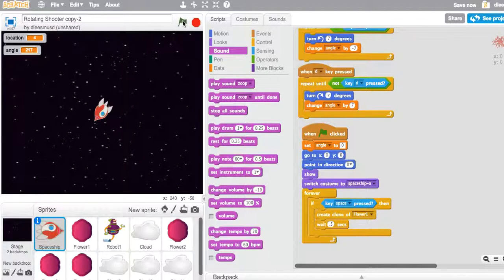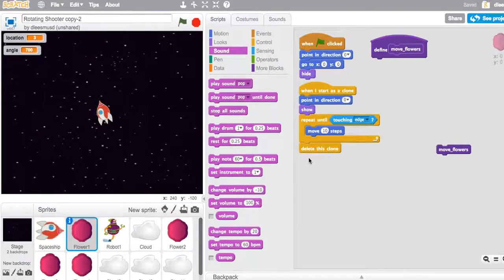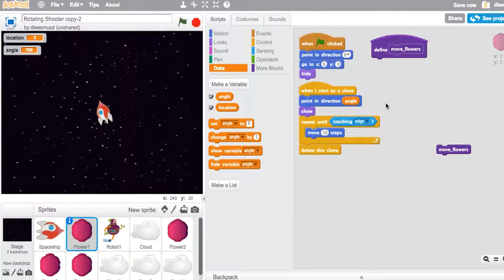So our game at the moment fires our bullets, and we have the angle, but the bullet doesn't shoot in the direction that the ship is pointing, right? So we have the angle, and we're ready to go, but we want to set the direction of the flower to the direction that the ship is pointed, the angle variable. And so here, instead of pointing the clone at 0, which is going to shoot him straight up, we're going to point him in the direction of angle.